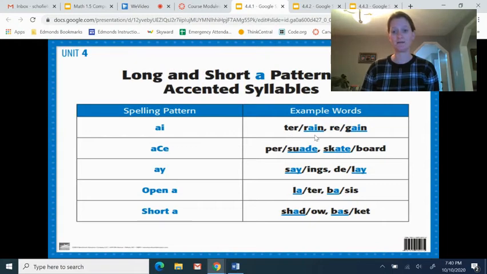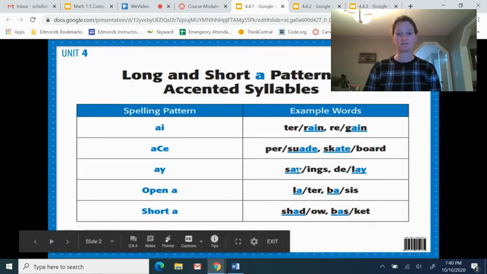The word terrain. Rain is the last part of the word, and it has the AI long sound. Regain, same thing, has that AI pattern. Persuade, we talked about with the A and then the consonant and then an E. And the same in skateboard. When we say skateboard, skate is the syllable that has the accent, and it has that A, consonant, E. Remember, a consonant is any letter that is not a vowel. So it's not an A, not an I, not an E, not an O, and not a U.